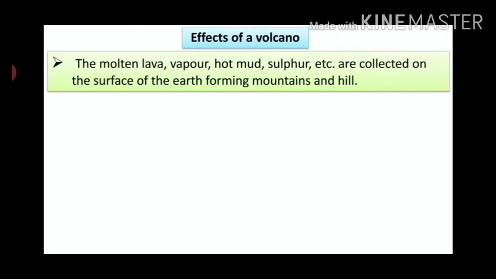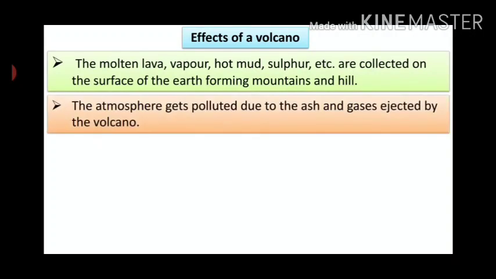The molten lava, that hot red color lava, is called mountain lava. Vapor, hot mud, sulfur, etc. are collected on the surface of the earth, forming mountains and hills. When it gets dry, they form mountains or hills.